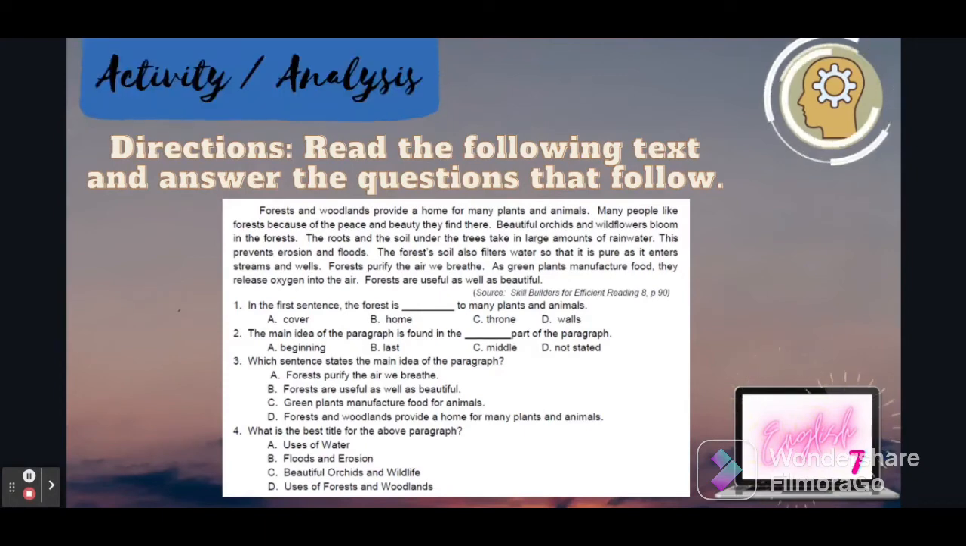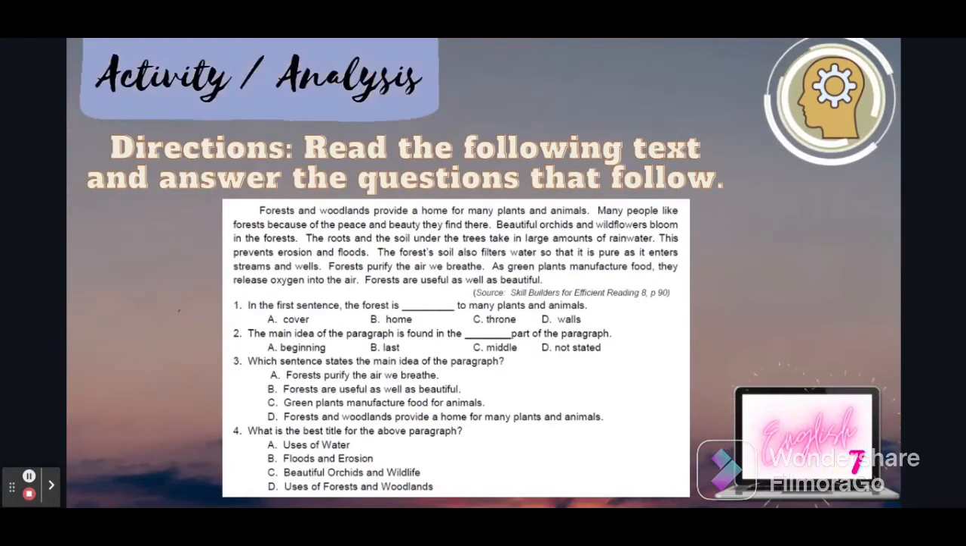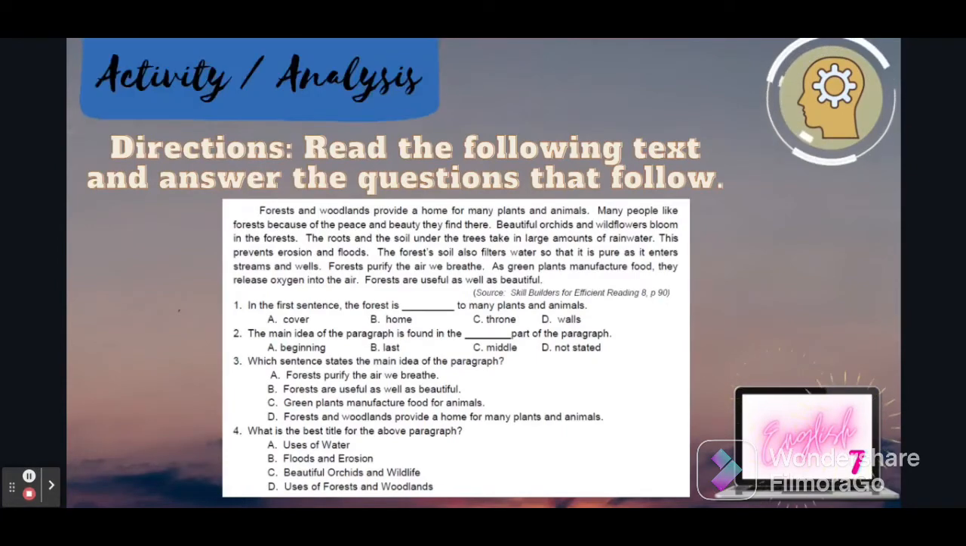And number four, what is the best title for the above paragraph? And the answer is letter D, uses of forest and woodlands. Congratulations to those who got a perfect score, 4 over 4. And can you share how you managed to do it? While to those who got one or two mistakes, no worries because I'll guide you within a minute to comprehend with this given task.